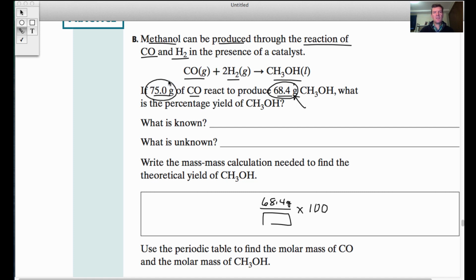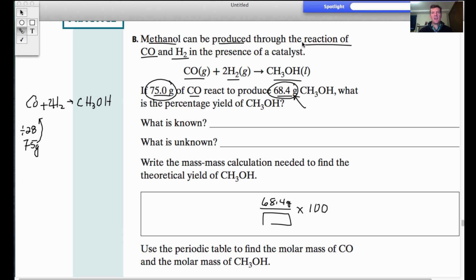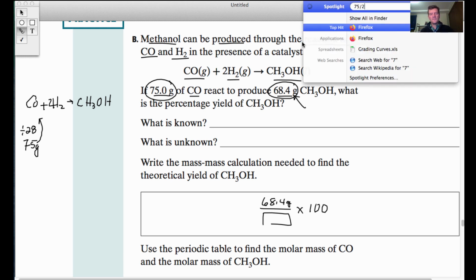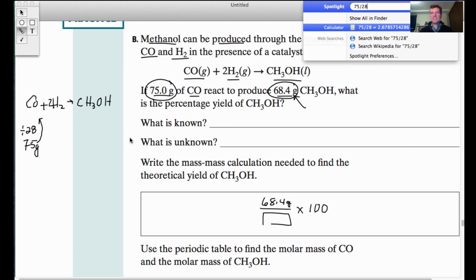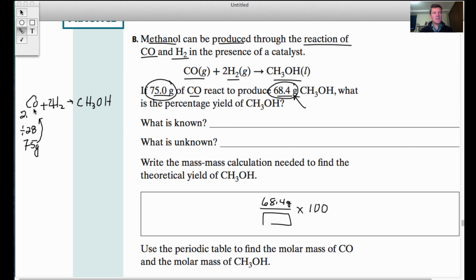So I'm going to take this amount right here, 75 grams CO plus H2. I'm given 75 grams of the CO. I need to divide by its molar mass. Carbon is 12, oxygen is 16, so that's 28. So I'm going to divide by 28. 75 divided by 28 is going to give me 2.6, let's say 2.7 moles.